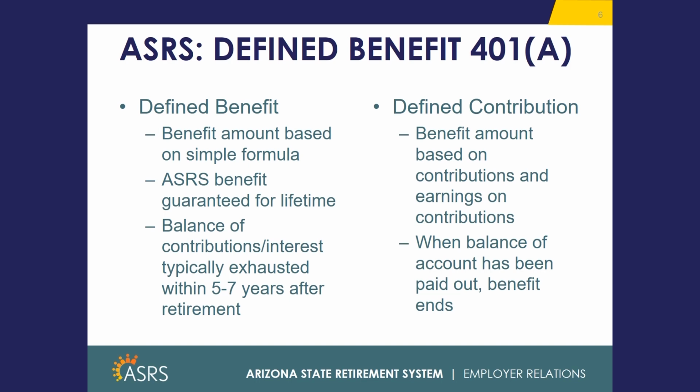Whereas on the right-hand side, the defined contribution plan, which would be maybe a 401k, a 457 plan, or 403b plan, those you may be familiar with, it's based on the total account balance. Once you're at a place where you can retire and start drawing on that, once your balance goes to zero, you'll have no more money at that time.